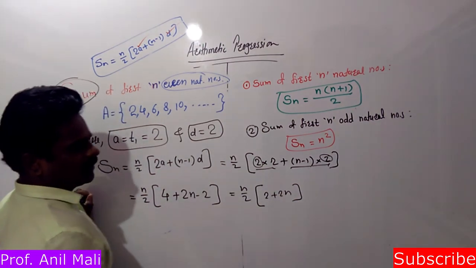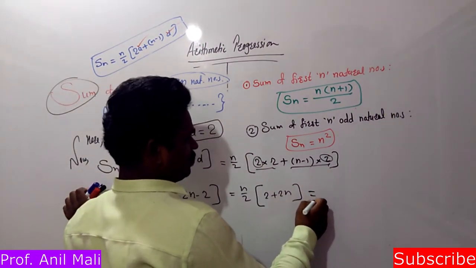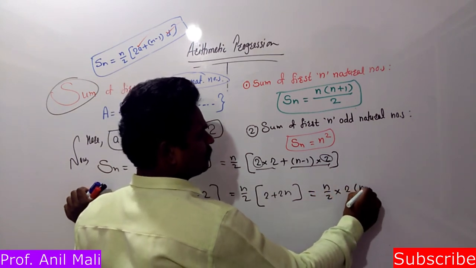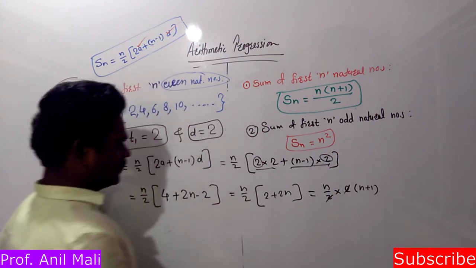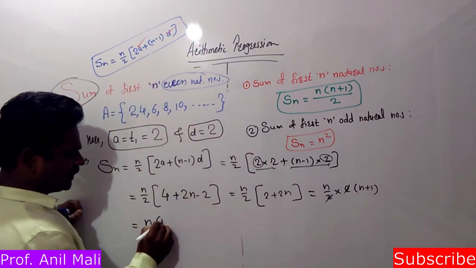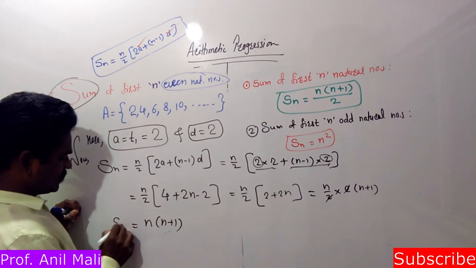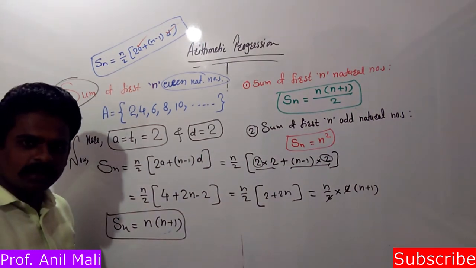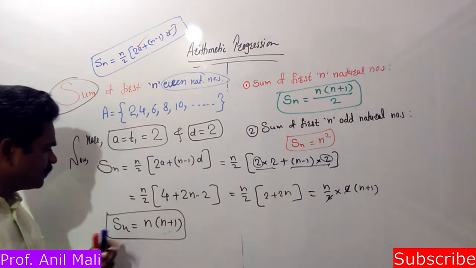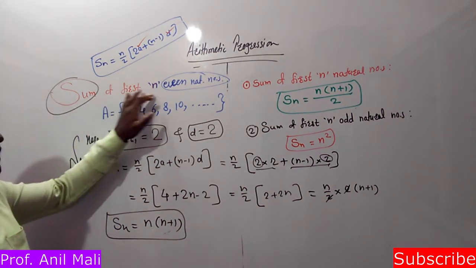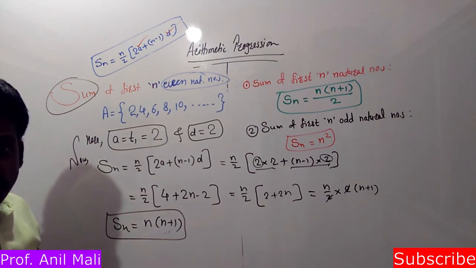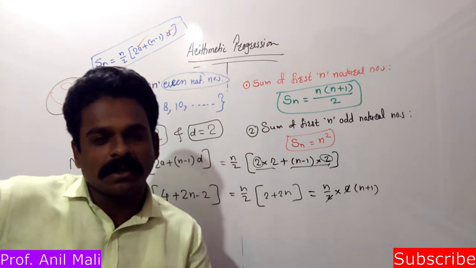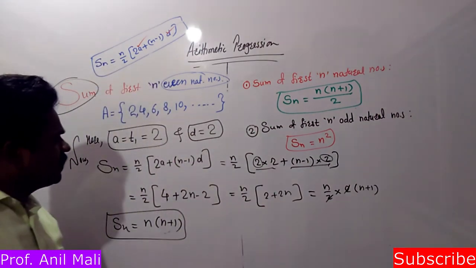Okay, no problem. Same thing can be written in this form, n by 2 into, we will take 2 common, 2 into n plus 1, so 2 gets cancelled and we are left with only n into n plus 1. This is Sn, n into n plus 1. Okay, fine, no problem. So this is the formula for sum of first n even natural numbers, n into n plus 1.